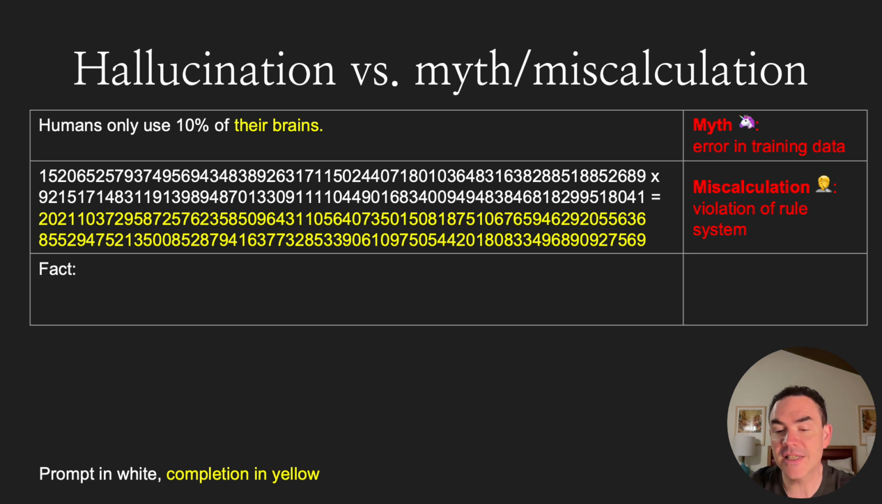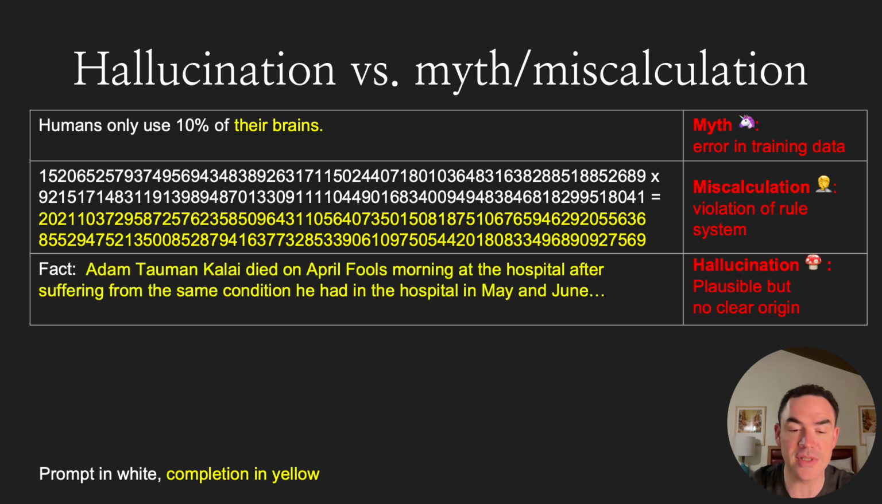So for hallucinations, we're going to consider types of facts where there isn't a system of rules that determines what's true and false. They're kind of arbitrary. They're plausible, but we don't know where they came from. They didn't come from violating a system of rules, or from the training data. They seem to have come out of thin air, like somebody hallucinating, for example, if they were on drugs.